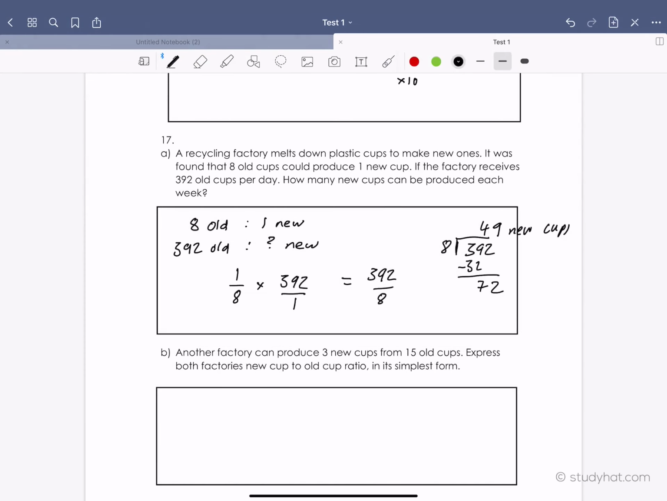Okay, and so now we have a new ratio, which is 3 new to 15 old. And to simplify, we can divide both sides by 3. So this one will become 1 new to 5 old. And the other one was 1 new to 8 old. So this is new to old, 1 to 5, and 1 to 8.